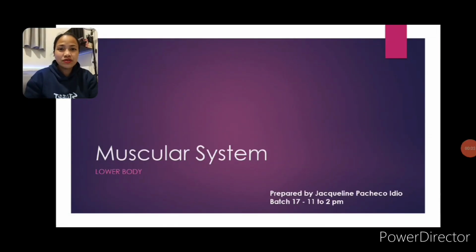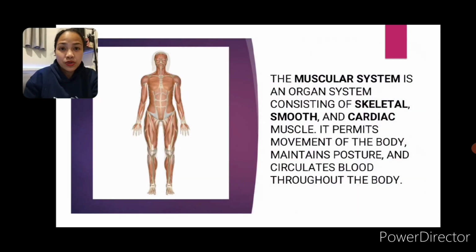This presentation is all about the muscular system, the lower body. First, let me define what a muscular system is. The muscular system consists of various types of muscles that each play a crucial role in the functionality of the body. Humans have three kinds of muscles. These are the skeletal, smooth, and cardiac muscles.